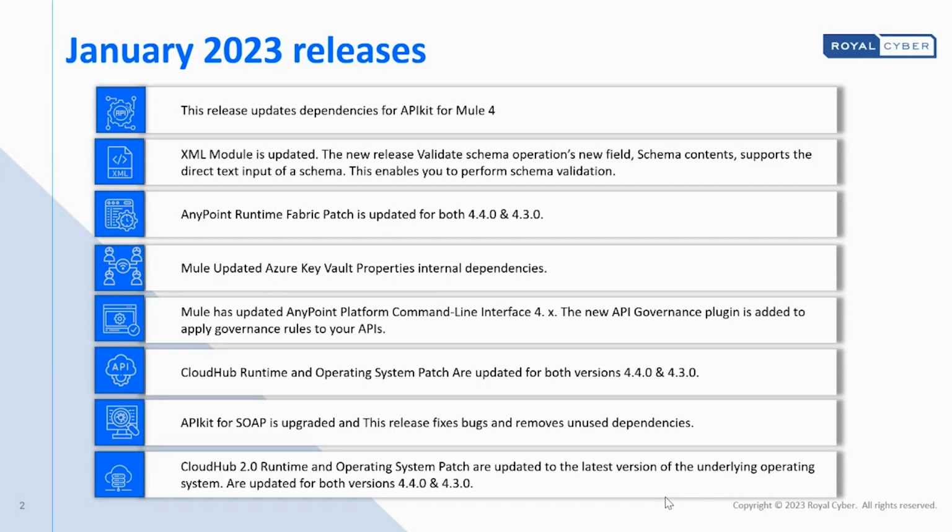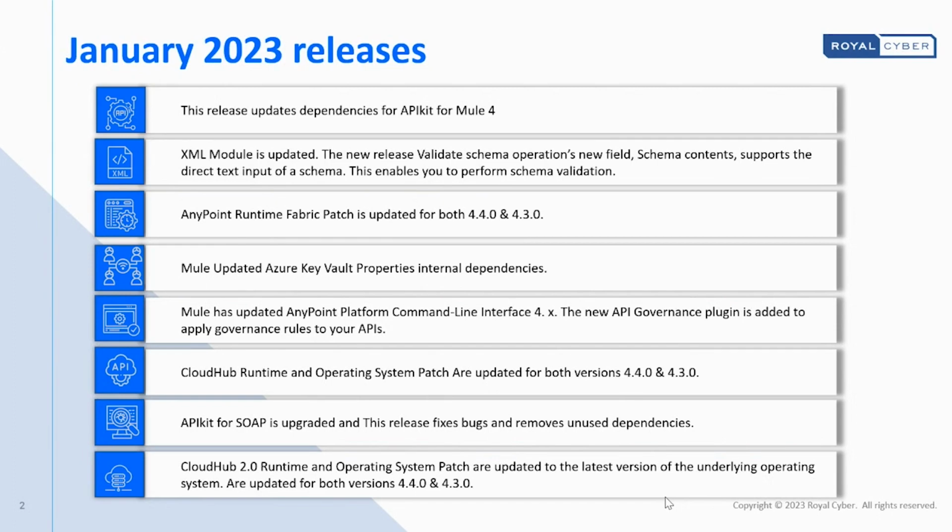Anypoint Runtime Fabric patch is updated for both 4.4.0 and 4.3.0. Mule updated Azure Key Vault properties internal dependencies. Mule has updated the Anypoint Platform command line interface. The new API governance plugin is added to apply governance rules to your APIs. CloudHub runtime and operating system patches are updated for both versions 4.4.0 and 4.3.0.